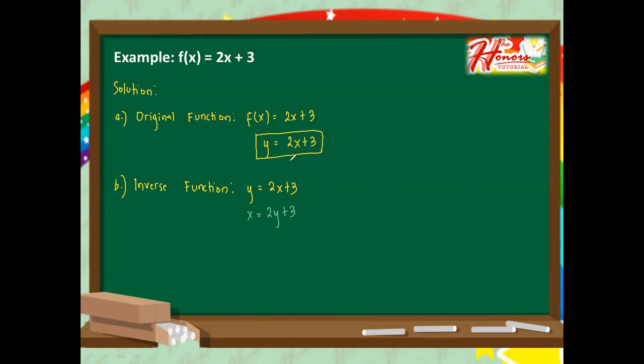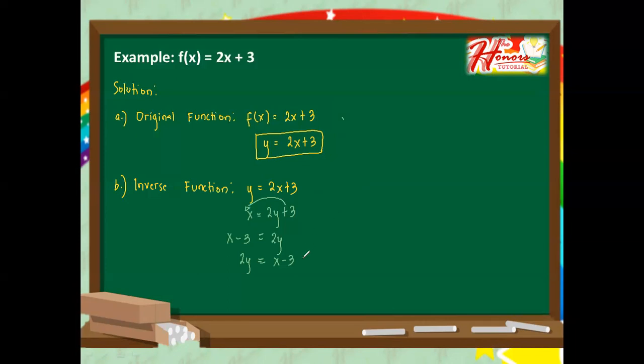And then our goal is to have y only either at the left or the right side of the equation. So we will be transposing positive 3 here at the left side of the equation. So we have here 2y and then x minus 3. Then let's change places without changing the signs of each term. So we have here 2y is equal to x minus 3. Again, our goal here is to have y only at the left side of the equation.